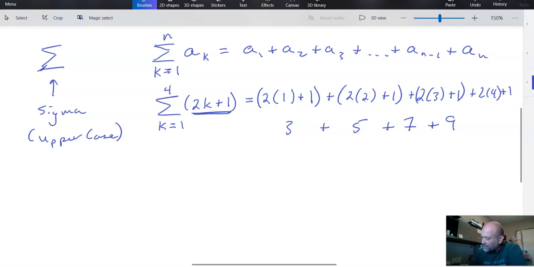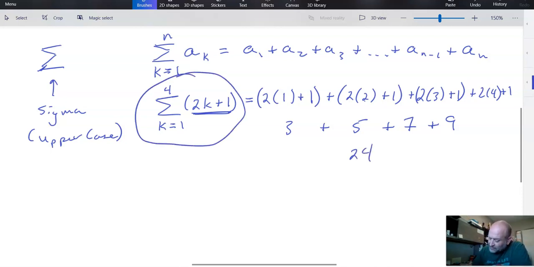3 and 5 is 8. 8 and 7 is 15. 15 and 9 is 24. Right? So this equals 24. But you notice you have to understand what each term represents. And so this is what this section is about, being able to look at a summation and write out its terms. And like I said, we're going to be looking more at formulas because honestly, it's not very convenient.